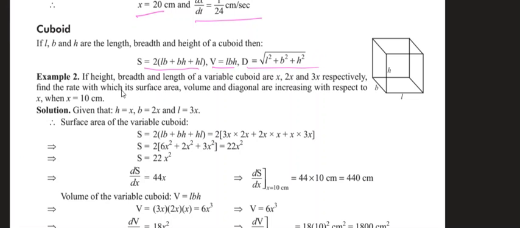So now let us get into the problem. If the height, breadth, and length of a variable cuboid are given as x, 2x, 3x respectively. So the height is taken as x, and B is 2x, and L is 3x. Okay.